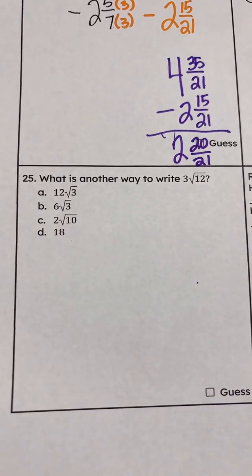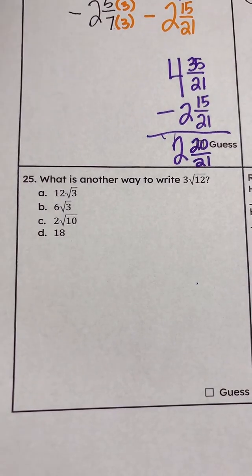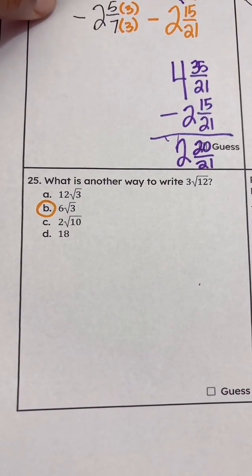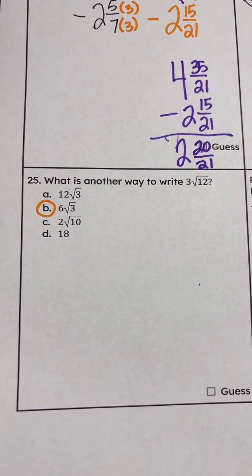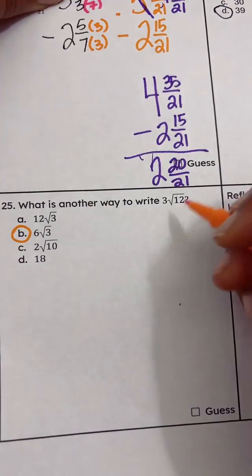Let's go to this one. What is another way to write 3 square root 12? Are we getting A, B, C, or D? B? Michael, you got B for this? I'm going to circle it because you said it. Okay, Latoya said C for this. Ooh, okay. So let's talk about this square root 12.